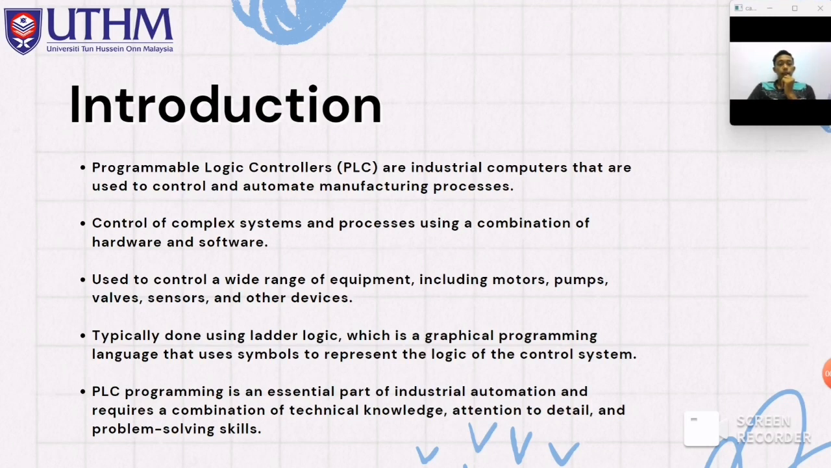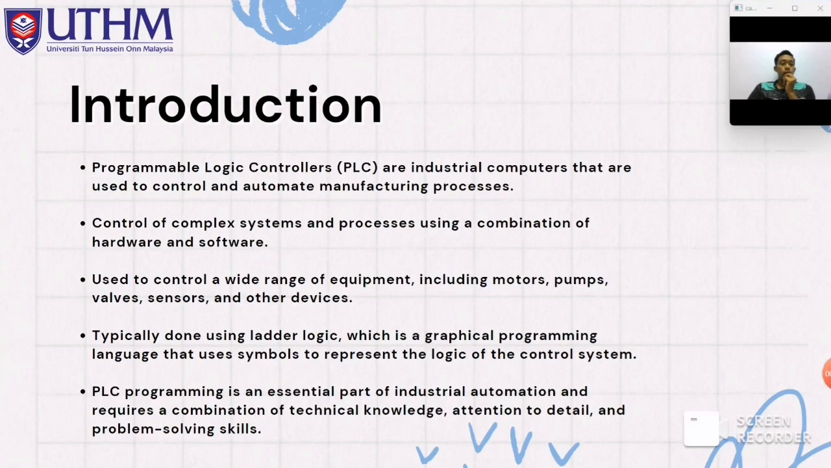A PLC is a programmable logic controller, which is an industrial computer that is used to control and automate manufacturing processes. It allows control of complex systems and processes using a combination of hardware and software. It is also used to control a wide range of equipment, including motors, pumps, valves, sensors, and other devices.